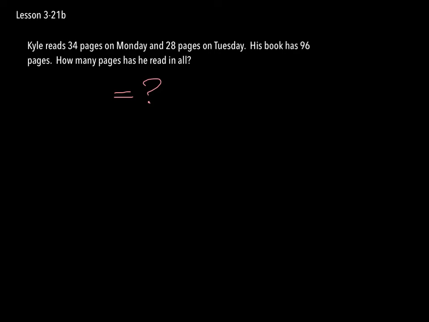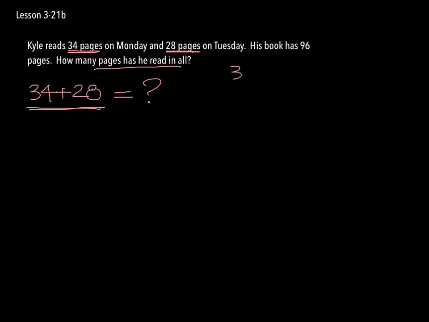Now, we have to look at the number of pages he's read. He's read 34 pages on Monday, he's read 28 pages on Tuesday, and his book has 96 pages. Has he read those 96 pages? As of now, we don't know. But what we do know is he's read 34 pages on Monday, and 28 pages on Tuesday. If we add those together, we are going to get a total which will give us the number of pages he has read in all.